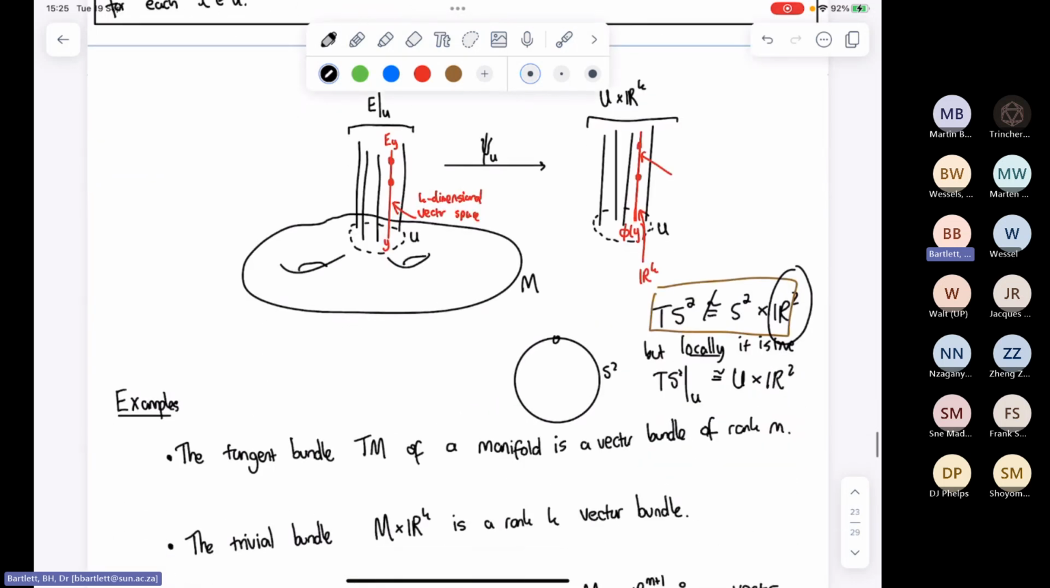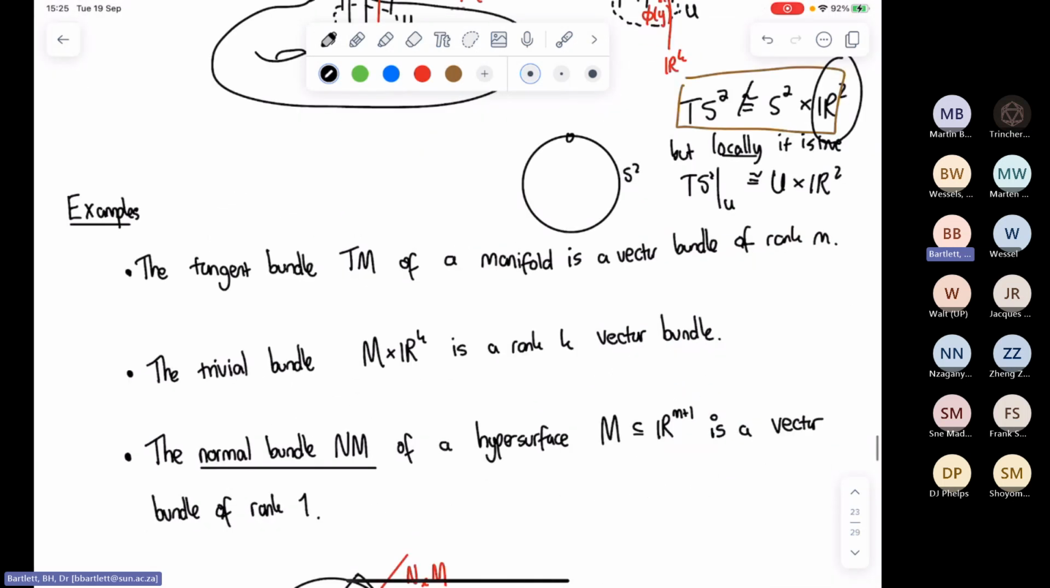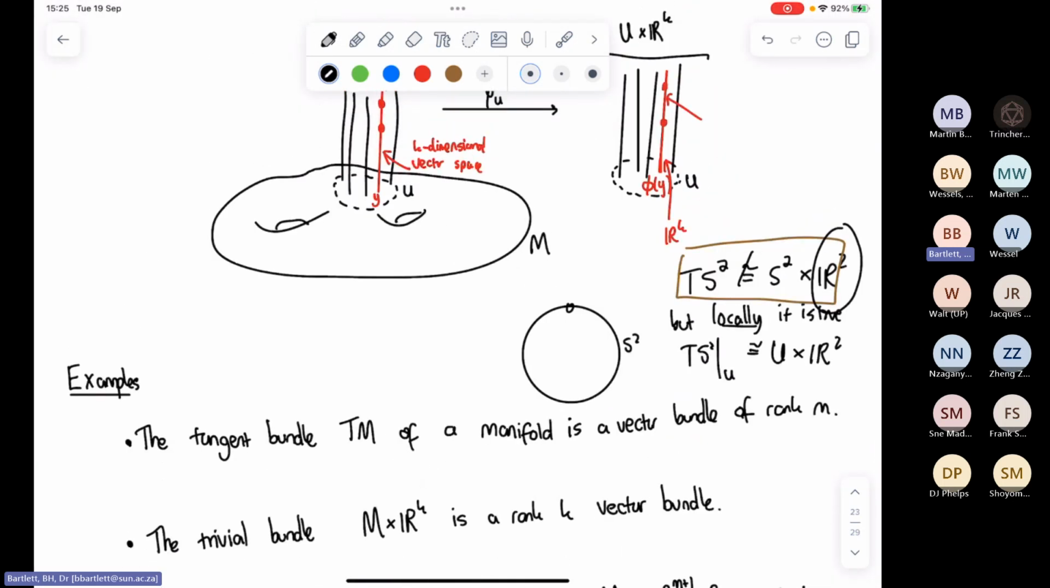Obviously, another important example is just the trivial bundle. For any manifold M, you can always take the product of M with R^k, and that will be a vector bundle of rank k. It's called the trivial vector bundle of rank k.